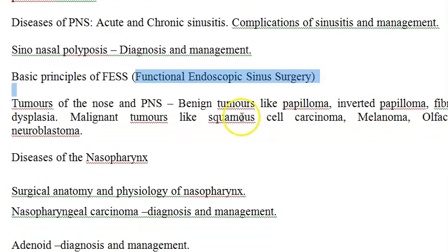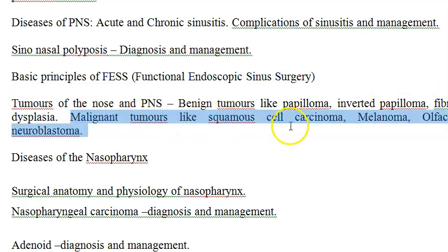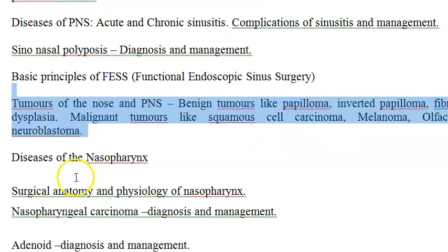Then obviously everywhere you will have tumors. You have in the ear, what did you see? You saw acoustic neuroma, glomus, etc. Right? Glomus. Now here you are looking at benign tumors like papilloma, inverted papilloma, fibrous dysplasia, malignant tumors like squamous cell carcinoma, melanoma, olfactory neuroblastoma. Yeah, so there's a lot to read. Yeah. So now let's move on.